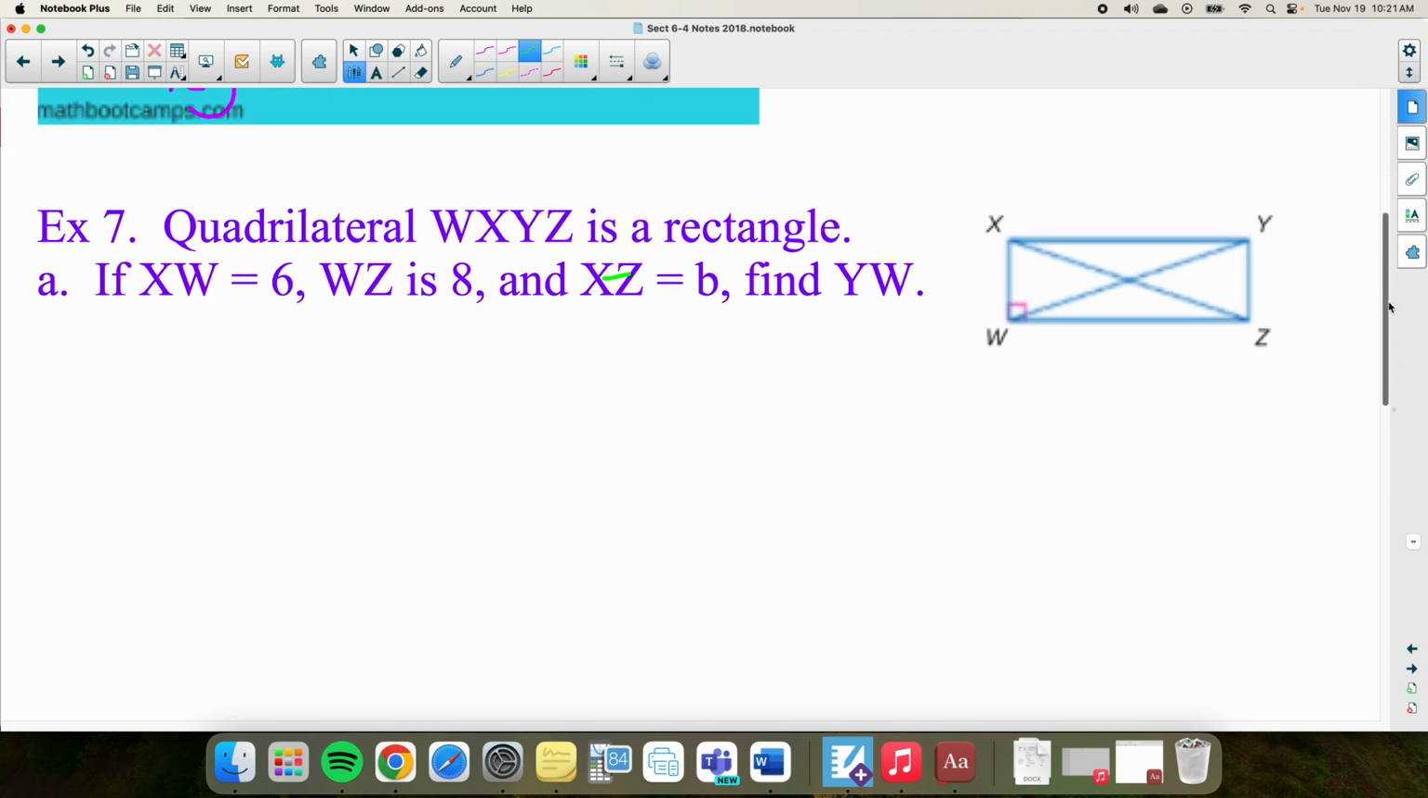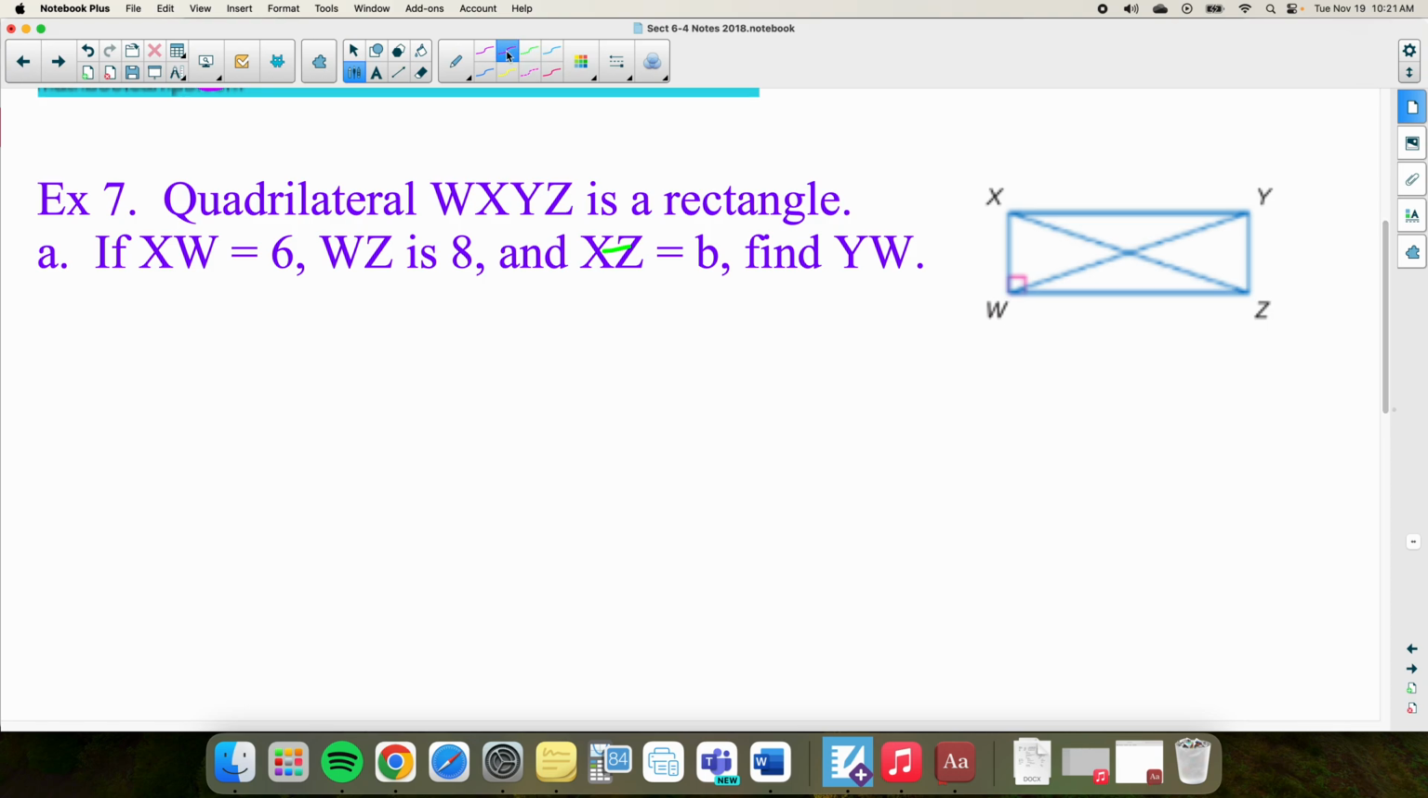So if I come down here, they tell us that we have a rectangle, and it says XW is 6, WZ here is 8, and XZ right here is B, okay? So really what we're looking at here is this right triangle, okay? When I do that, and that's a B if you can't read that, which one is my C? B. Yeah, kind of confusing, but what we're looking for is actually our C, that's our hypotenuse.